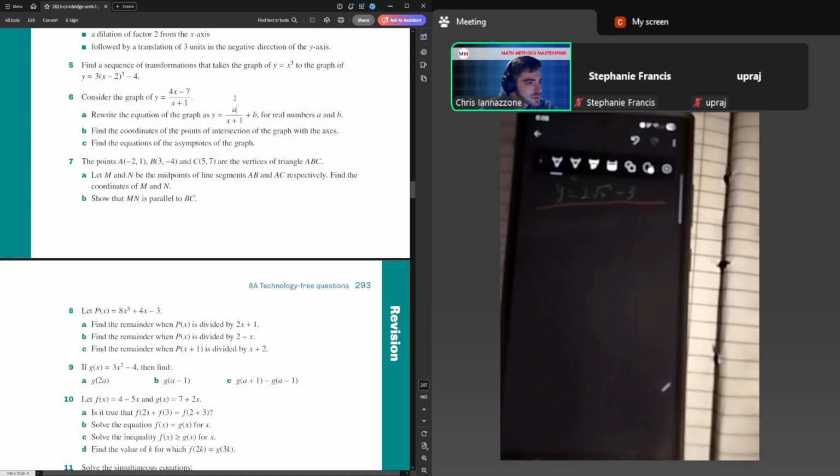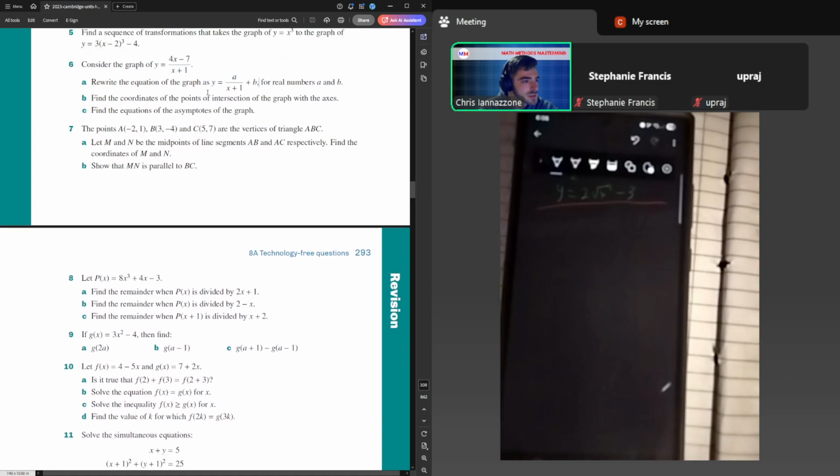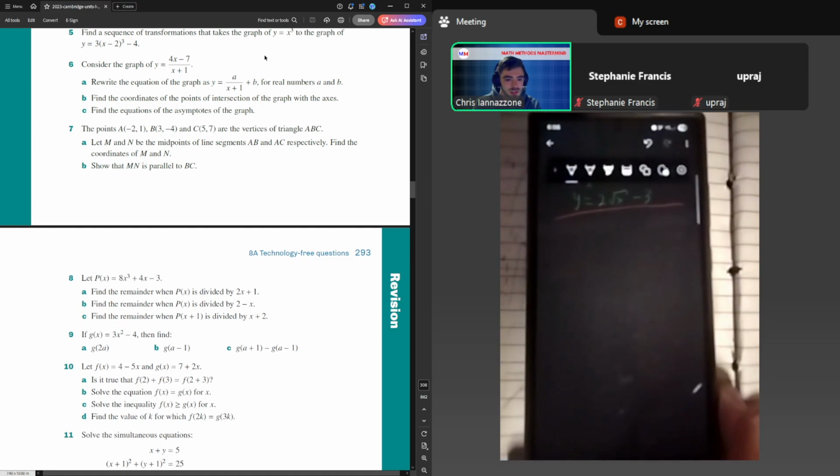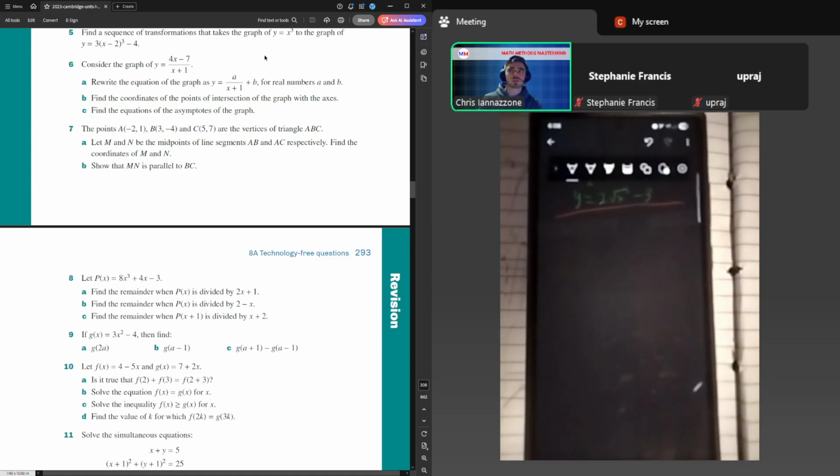For 6a, if someone can tell me how to do it, I won't necessarily do the arithmetic for it. It's a pretty common thing. You have linear divided by linear, and you want to make it look like a hyperbola. There's a couple of ways you can do it, but there's one that works every single time, and there's one that works where you have to do a bit of intuition that differs from thing to thing.